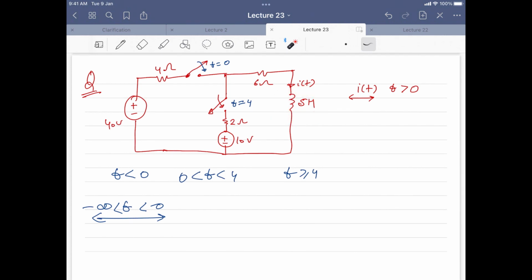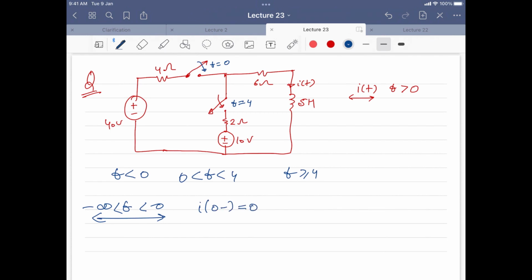Sir, but switch is not even closed, no? T minus infinity to 0. No, sir, it is short. Oh, yeah, sorry. So basically, at time t from minus infinity to 0, even if the switch is open, what will be the state of the inductor? It will be short, right? So what will be the current flowing in it? Zero.